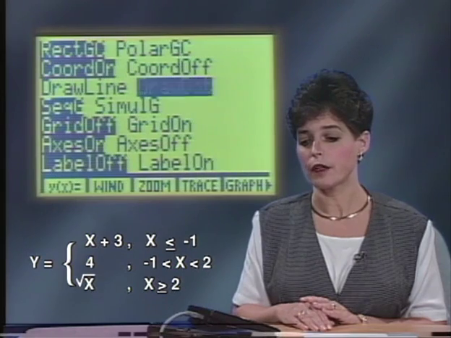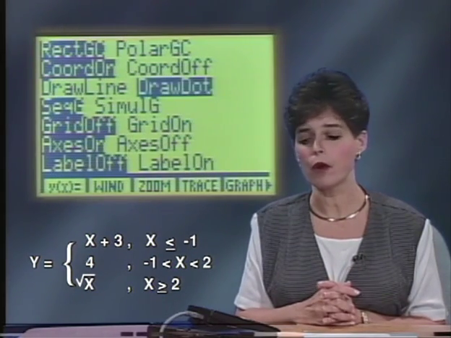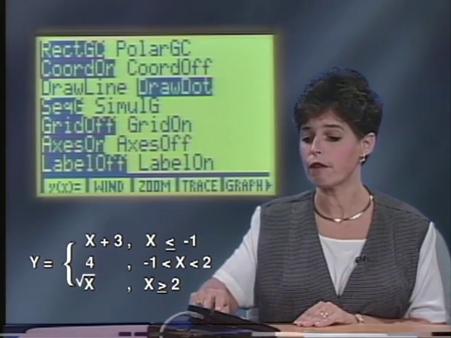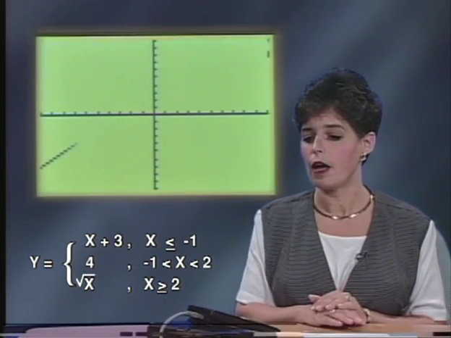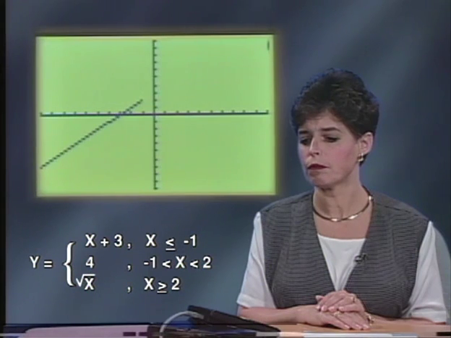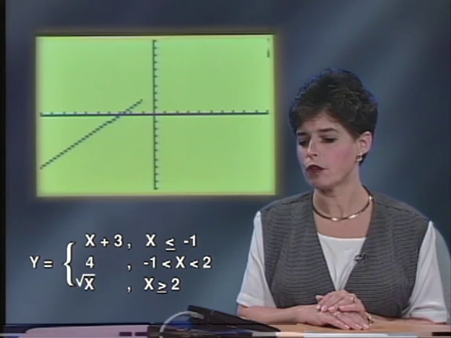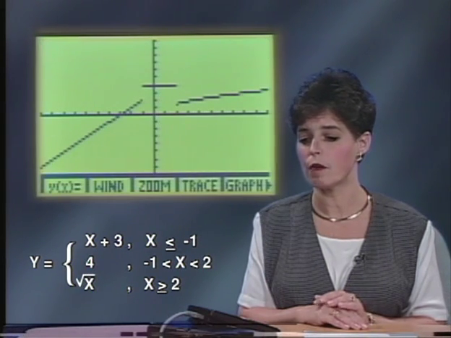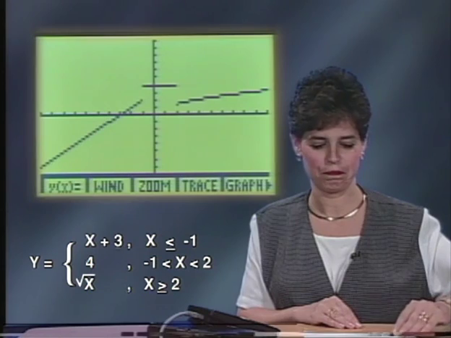So I can go second. No, I don't have to go second this time, do I? Because it's right there on the only menu that's on the screen. So hit F5, and you will see the first function, the second function, and the third function. And these 3 make up one piecewise function.